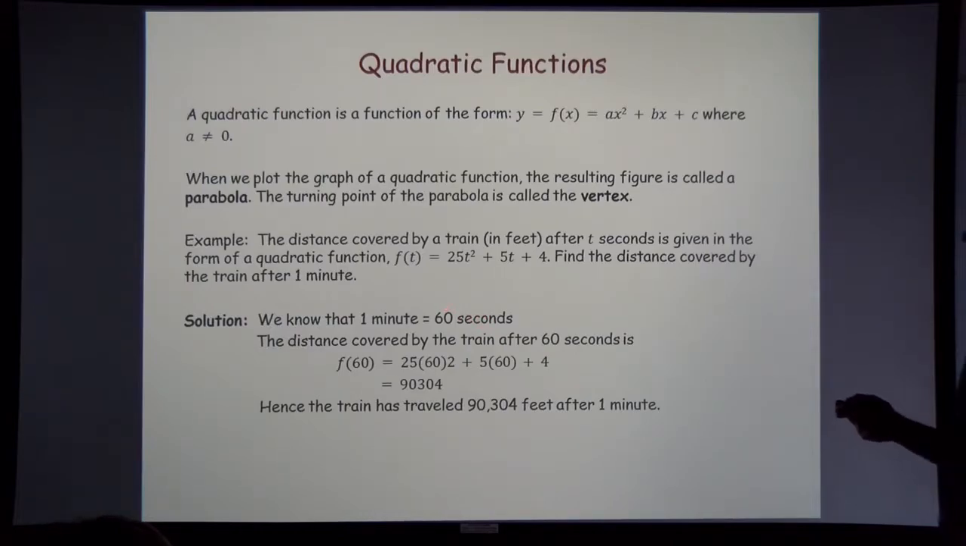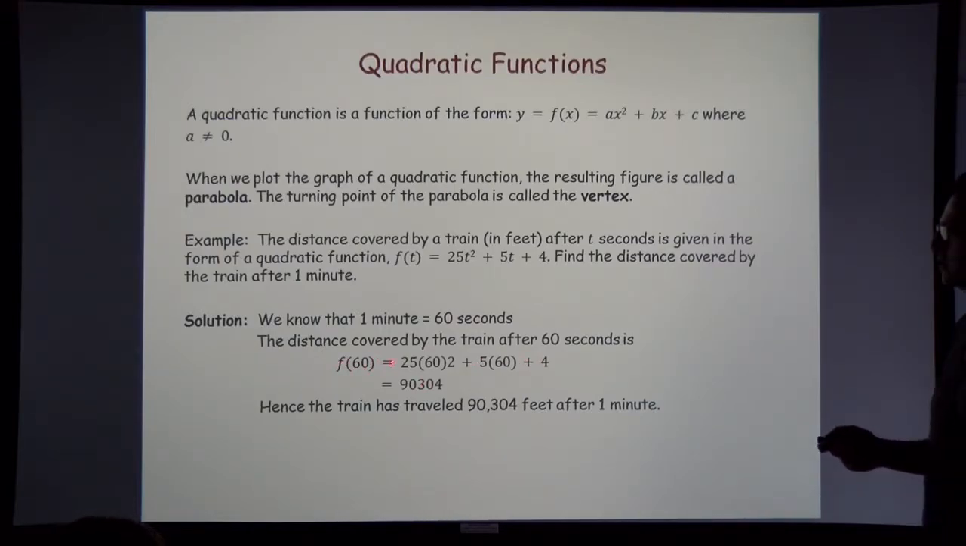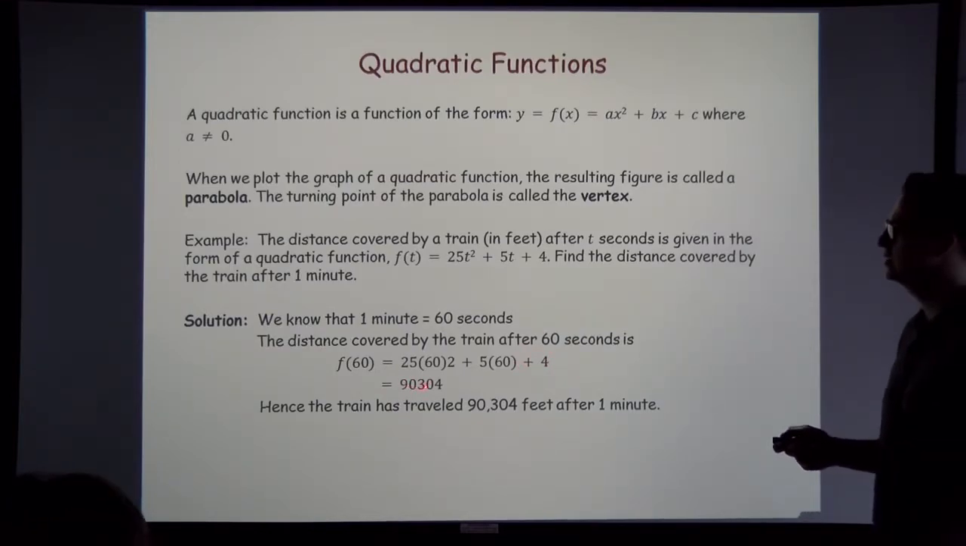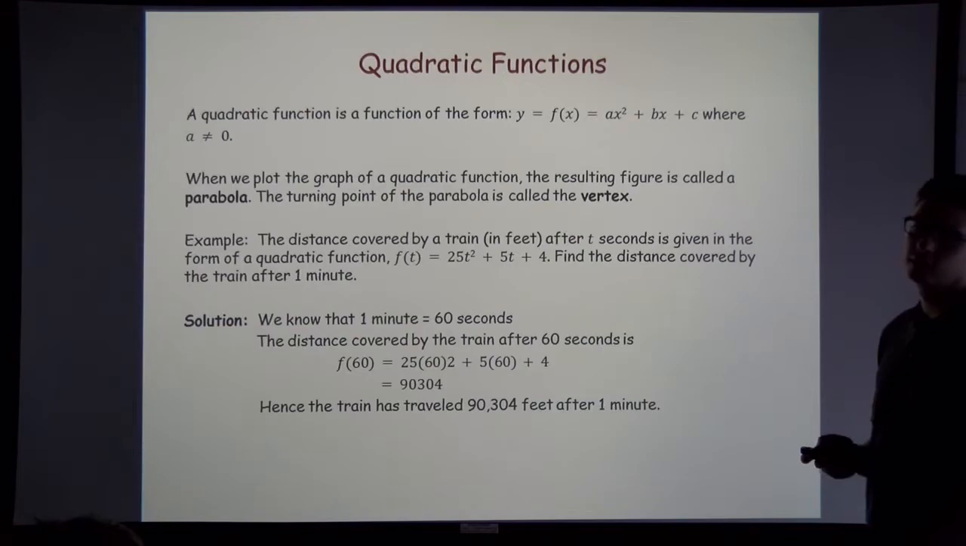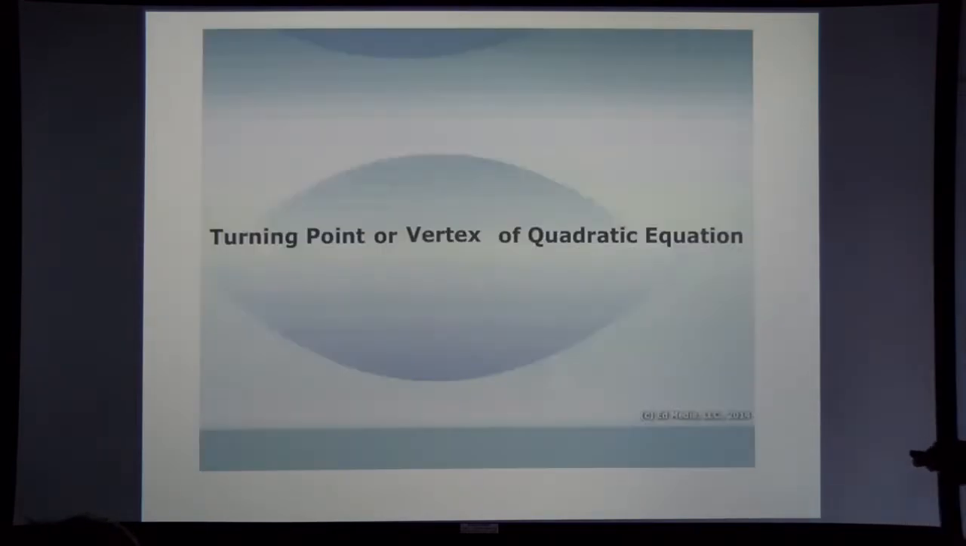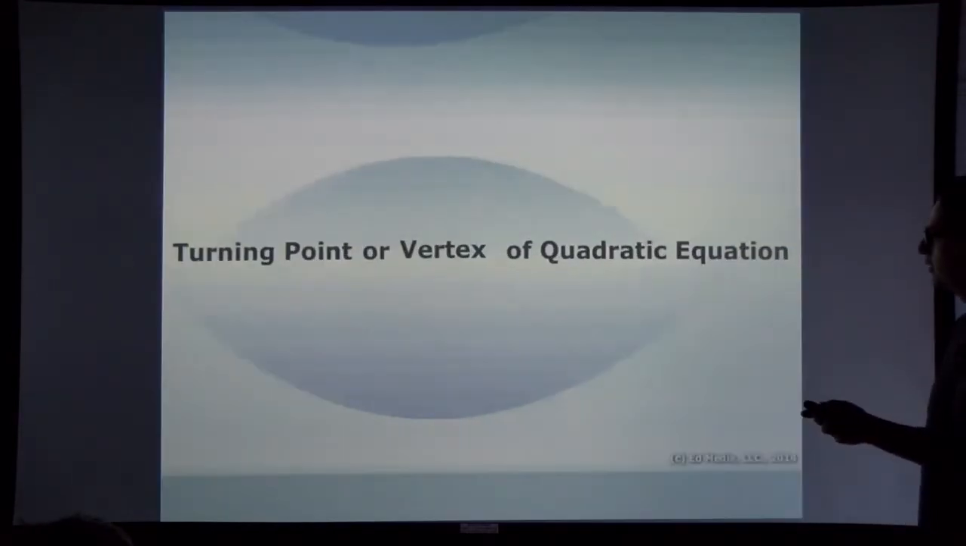So all we have to do is plug in 60 wherever we see t. So now we have f of 60 equals 25 times 60 squared plus 5 times 60 plus 4, and solve, and we get 90,304. So hence the train has traveled 90,304 feet after 1 minute. Okay? So I have a little video for you guys here.